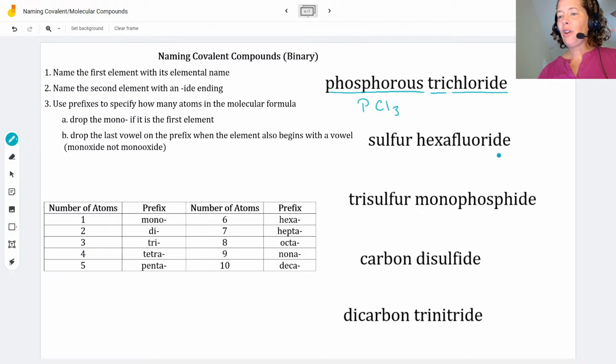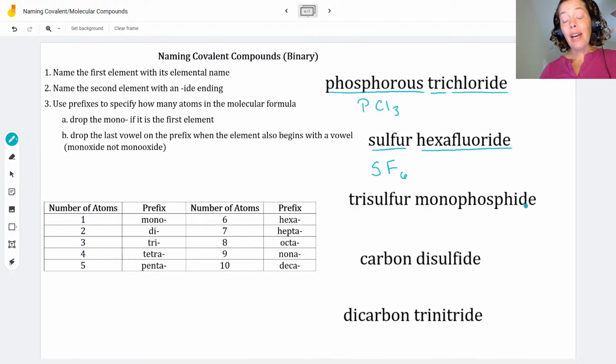Okay. Sulfur hexafluoride. Sulfur, of course, is S. I only have 1 because I've dropped the mono. Hexafluoride. Fluoride comes from fluorine, so there's F. Hexa, finding hexa here is 6. So that is SF6.